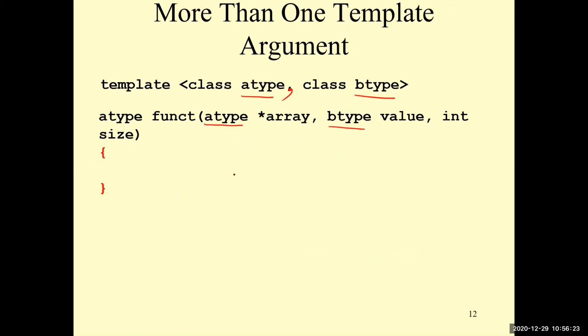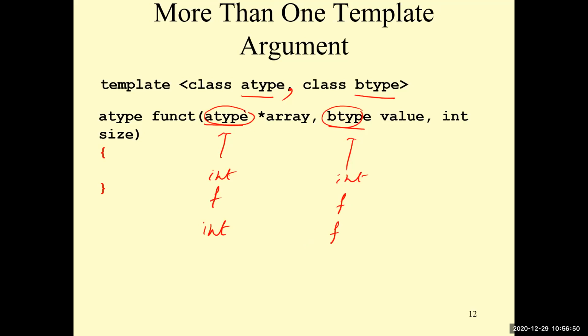Now if you pass it an array of integers and you search an integer, both a type and b type will be replaced by an integer. So you can search an integer in an array of integers. If both are float, this is fine. A type will be float, b type will be float. And now you can also do this, that the first argument is an integer array but the second argument is a float. So this will work perfectly fine.